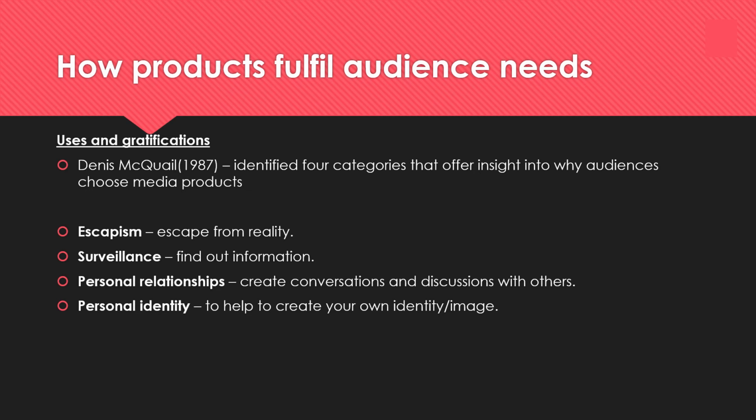Now, to simplify them into as basic as I can get, you're thinking escapism, so to escape from the reality of the real world. Surveillance, which is where you want to find out information. Personal relationships, so it's to create conversations and have talk with others about some sort of product. And personal identity, so it's to help you find yourself, help you find your own identity and image by watching or consuming another product.